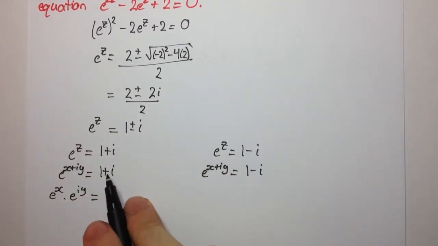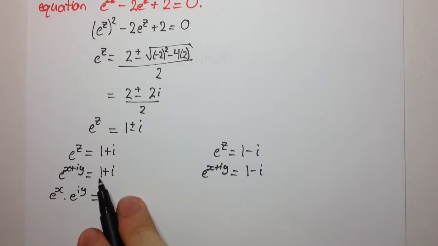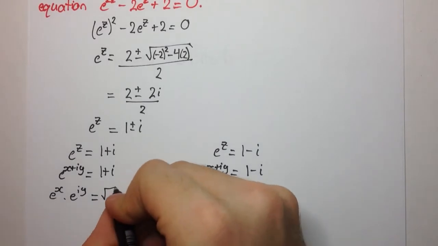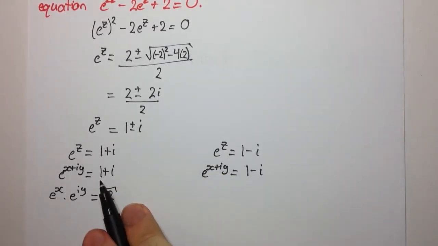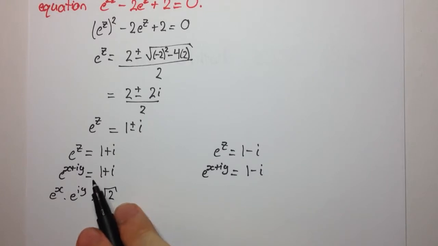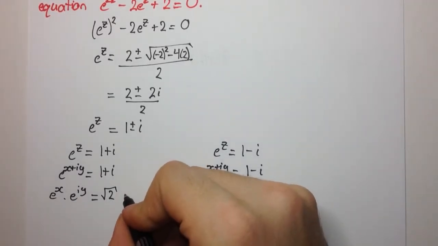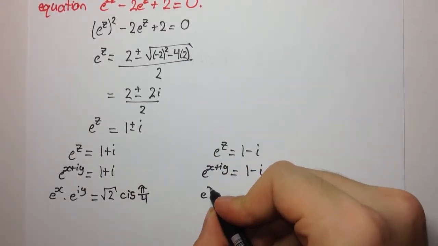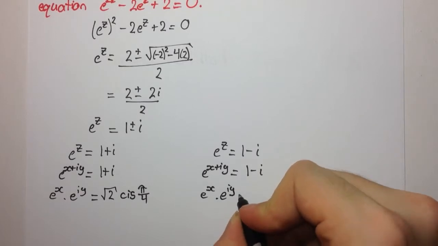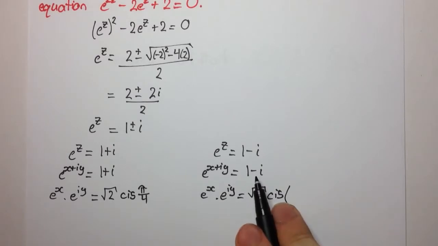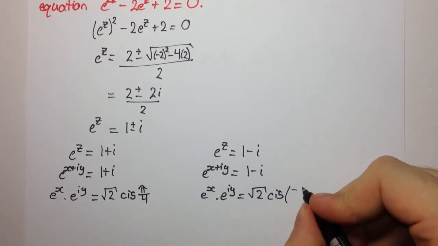And let's change this now to modulus argument form. So the modulus is going to be the square root of 1 squared plus 1 squared, which is root 2. And the argument of this complex number is going to be tan inverse of the imaginary part over the real part, which is going to be pi on 4. So we're going to have cis pi on 4. We can do the same thing here, and we're going to get root 2 cis, and here, because we're going to be in the fourth quadrant, this is going to be minus pi over 4.